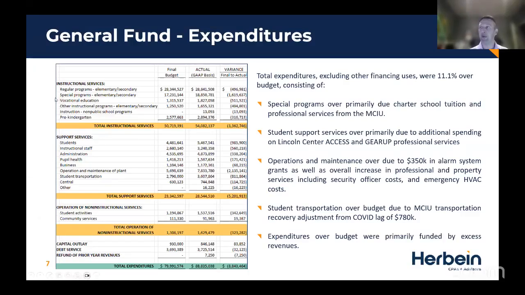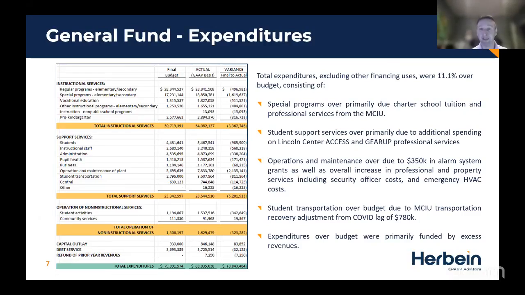Some main components for the budget to actual variances. The special programs line came in $1.6 million over, primarily due to charter school tuition, as well as additional professional services from the Montgomery County IU. Another larger variance was on the student services side. That was primarily due to the additional spending on Lincoln Center with the Access and Gear Up professional services.